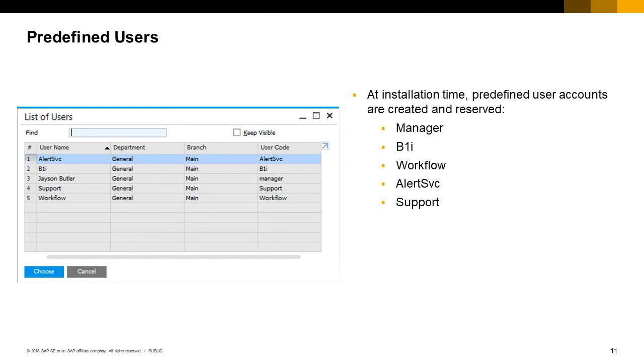The alert SVC user is automatically created at installation time. This internal technical user ensures that the alert service sends alert notifications to a user even if the user is not logged into SAP Business One. See the related topic on alerts for more details. The support user is available when Remote Support Platform, RSP, is activated on the customer's server. It provides a way for a support consultant to log in and access a company's system to perform maintenance and support, without the need for a license.